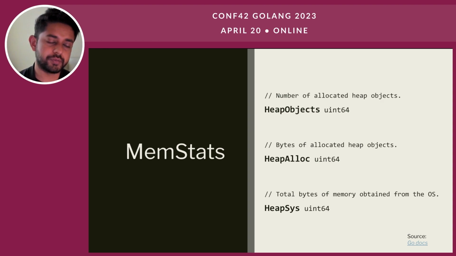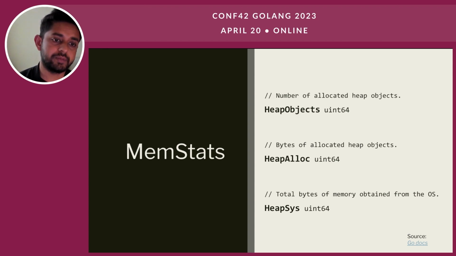These are the three that I use once again. Heap objects, the number of allocated heap objects. Heap alloc is the actual bytes that are allocated to the heap. This is helpful because this is how the Go runtime determines when to trigger GC. Like we said before, by default it triggers whenever your heap grows by 100% since the last cycle. So that's what heap alloc can be used for.